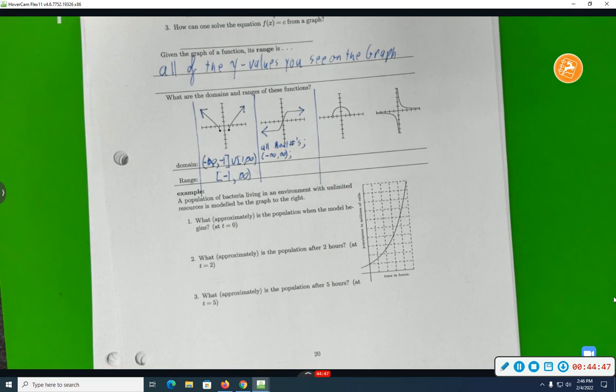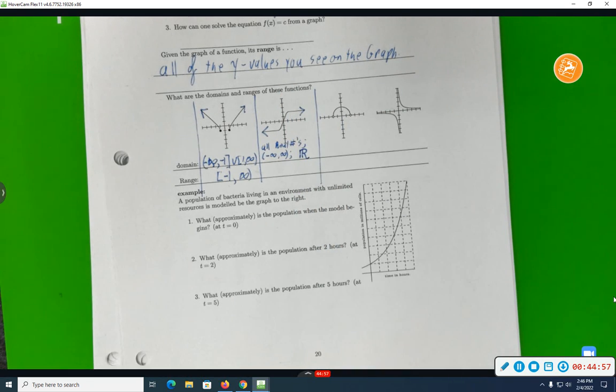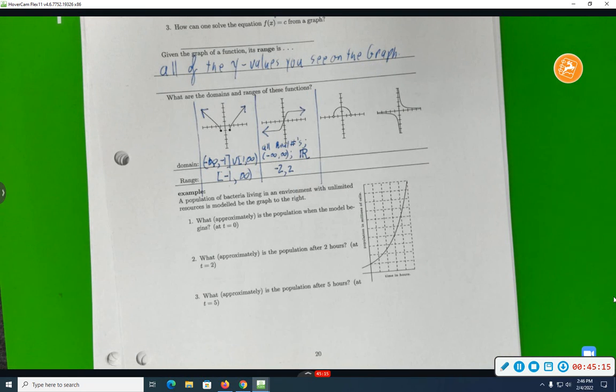I don't think the textbook does this, but there's a standard symbol that mathematicians use to denote the set of all real numbers. And that's R, but in a blackboard bold font. So if you use that, I'll know what you mean. What's the range? What is the range of this function? Yeah. Negative 2 to 2. And this is where the controversy is.